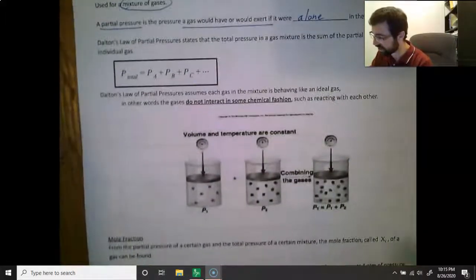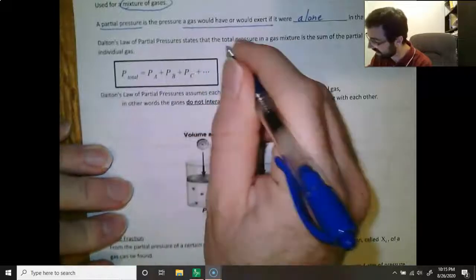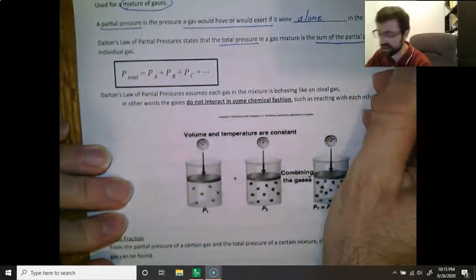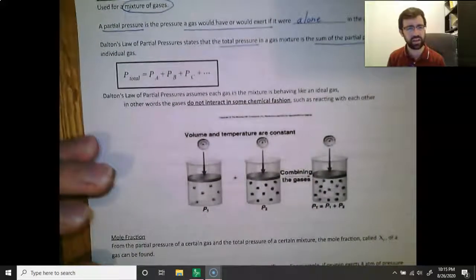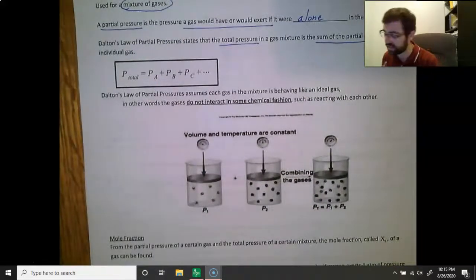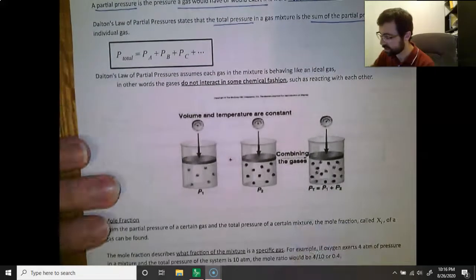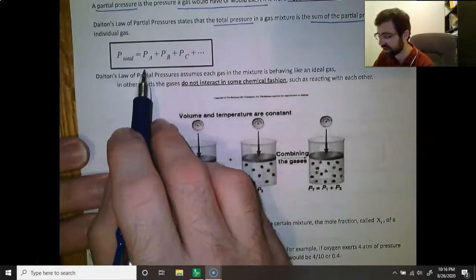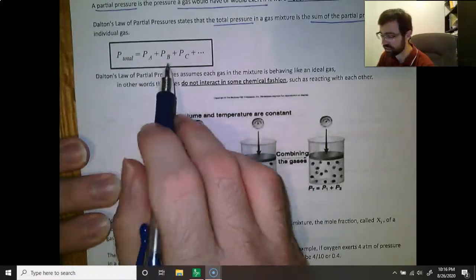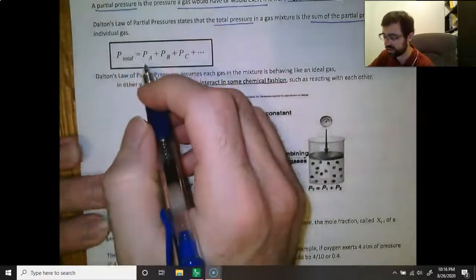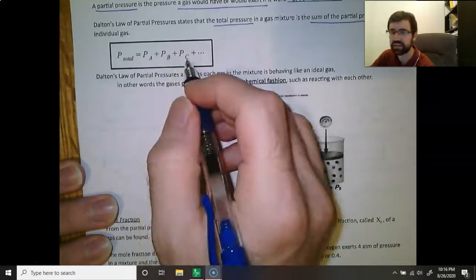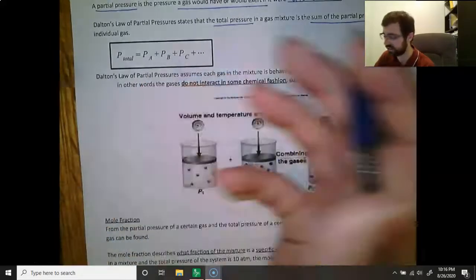Dalton's law of partial pressure says that the total pressure in a gas mixture is the sum of the partial pressures of each individual gas. It sounds kind of like common sense, and it kind of is, but some of the problems can get a little bit complicated. So what we're saying is your total pressure is the sum of each individual gas. We have PA, PB, PC, but we could think of it as pressure of oxygen, pressure of nitrogen, pressure of helium, whatever the mixture of gases contained.